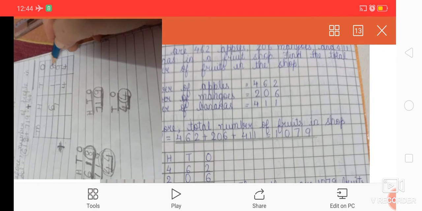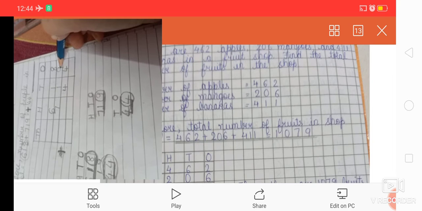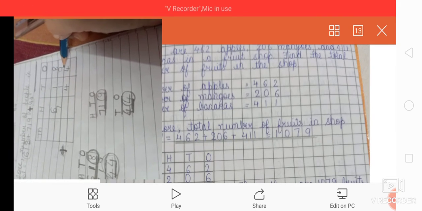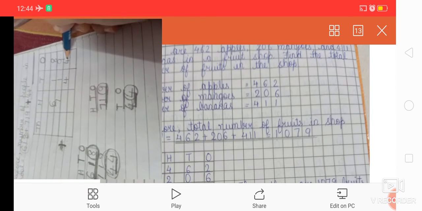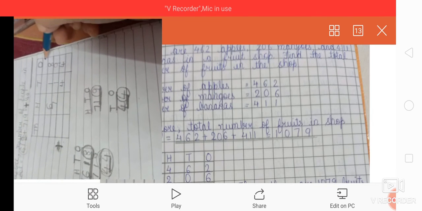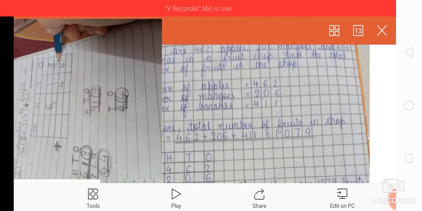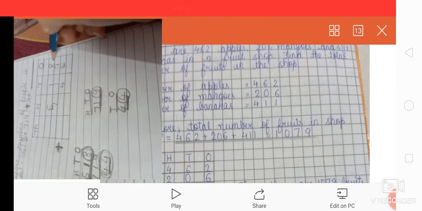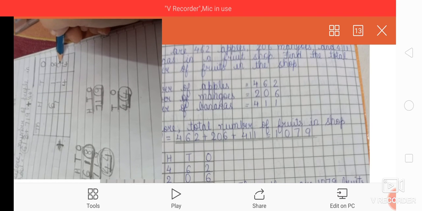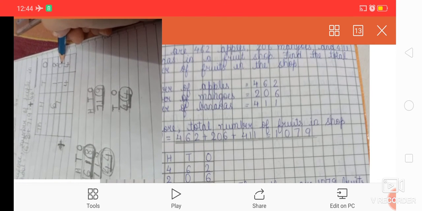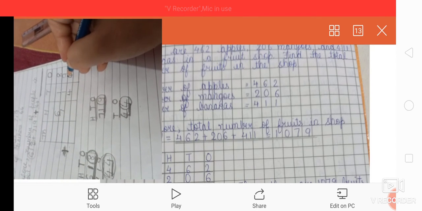What are the numbers on the ones place? 8 plus 9 plus 4. Now when you add 8 plus 9, what do you get? 8 plus 9 is 17. 17 plus 4. What do you have to do?